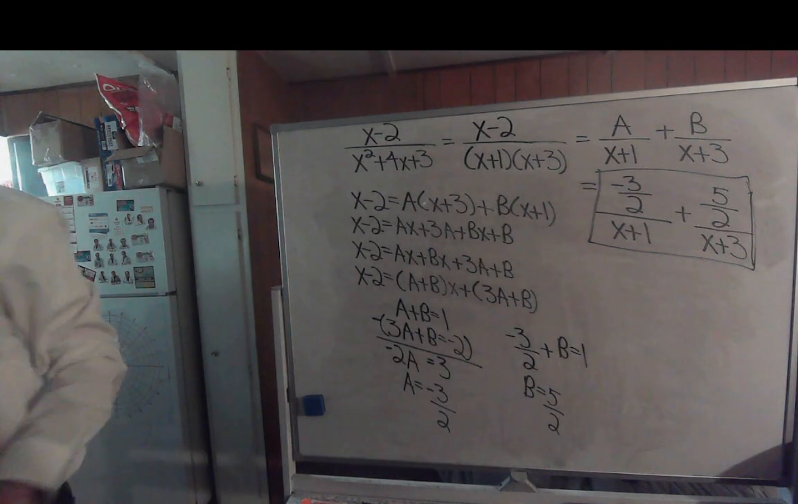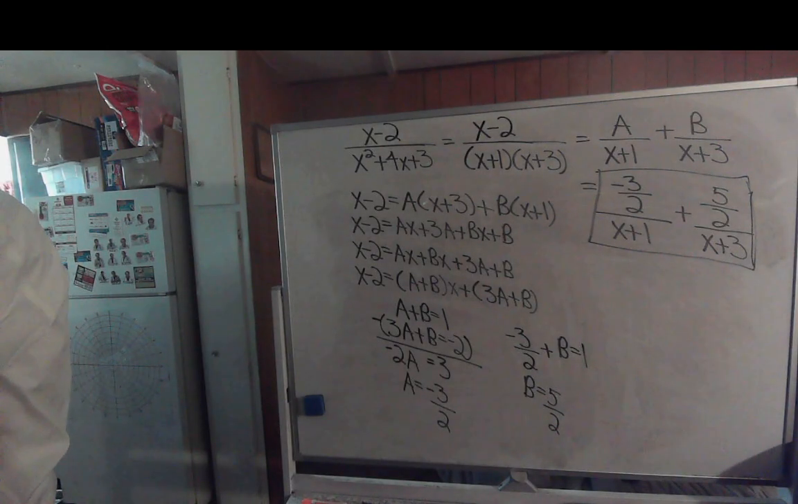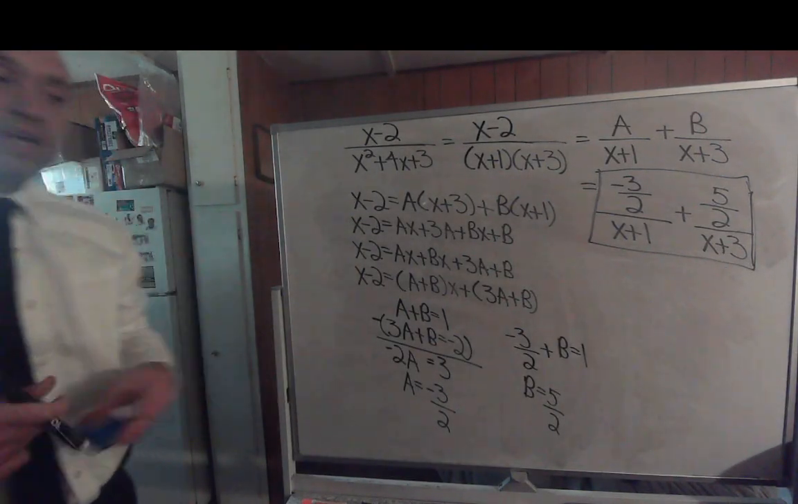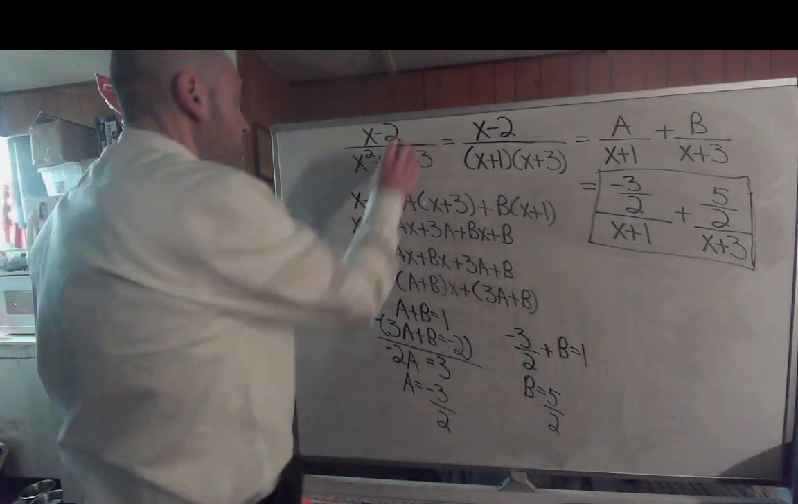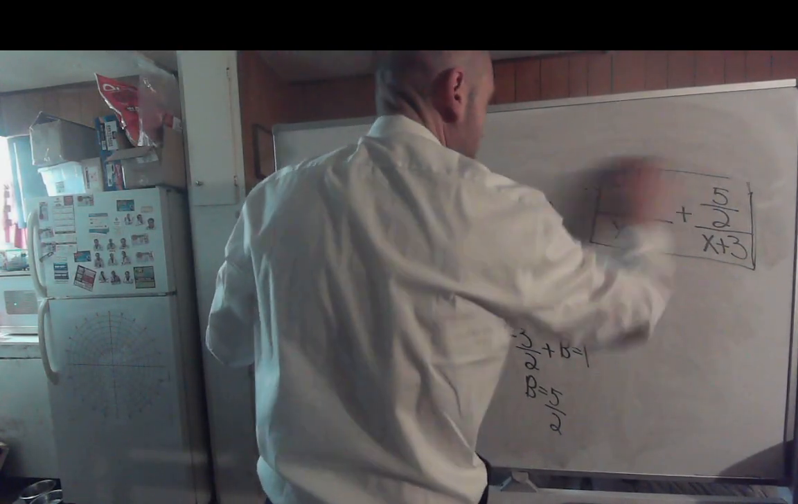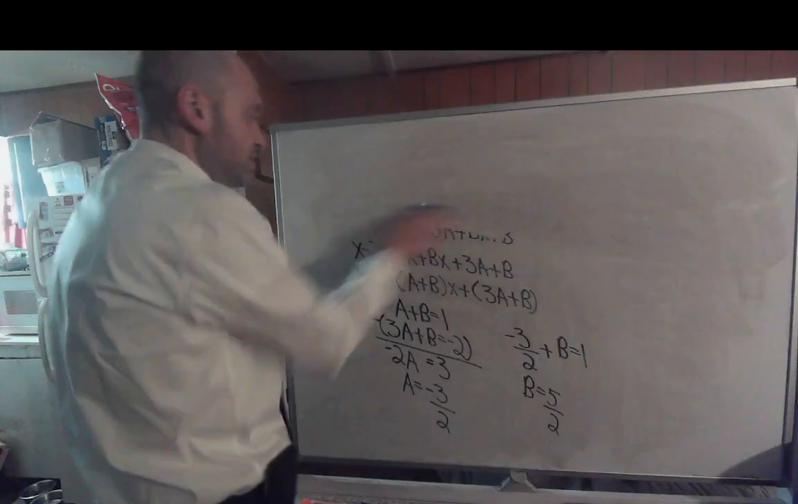Let me get a different marker before I shift gears. Now we're going to go on to repeated linear factors. And believe it or not, it's really not that bad for repeated linear factors. We're going to start with the power of the numerator still less than that of the denominator, the way we've been doing it so far.